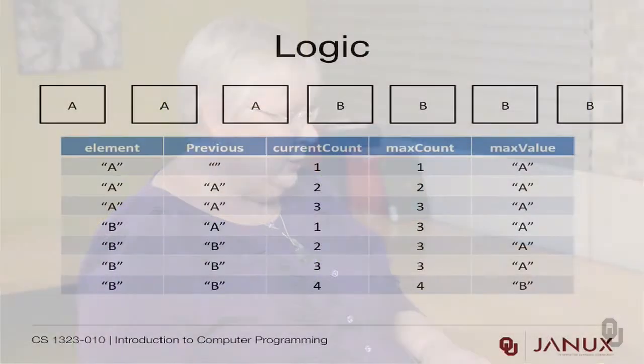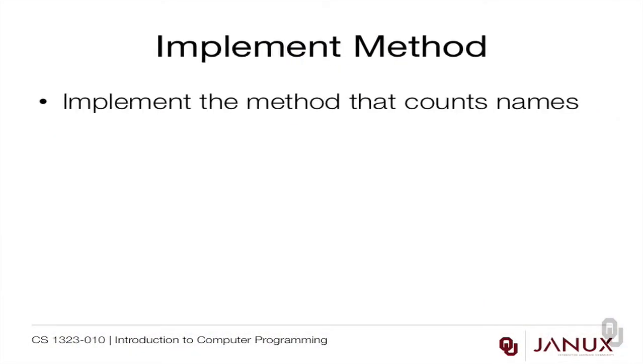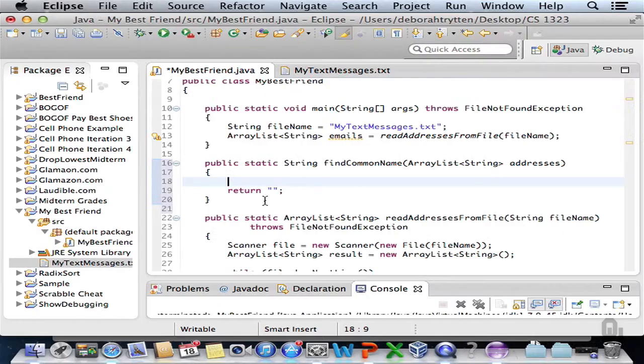Notice by creating this table, I made it possible to think through the computation and exactly what variables I was going to need before writing any code. Now it may seem like we spend a lot of time doing this, but believe me, this is much faster than hacking away at code and hoping that something will magically work. So let's go and implement the method.